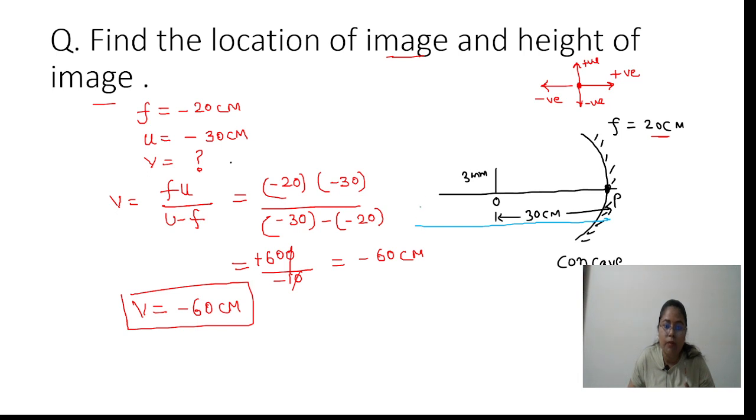The image is formed 60 centimeter behind the pole. It is done.